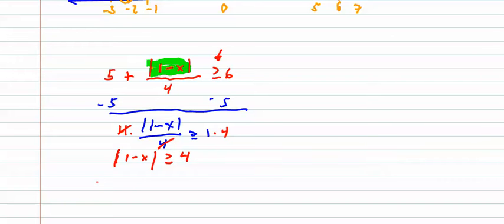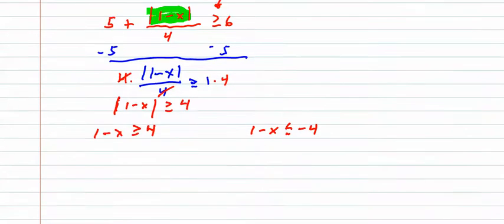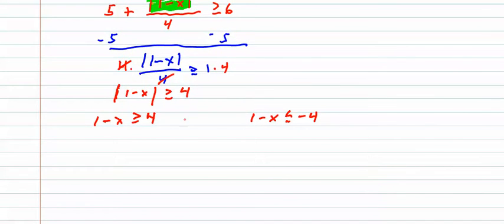I now write my two inequalities, 1 minus x greater than or equal to 4, 1 minus x less than or equal to negative 4. And all I do, change the direction, change the sign. Because this is a greater than, I use the word or.